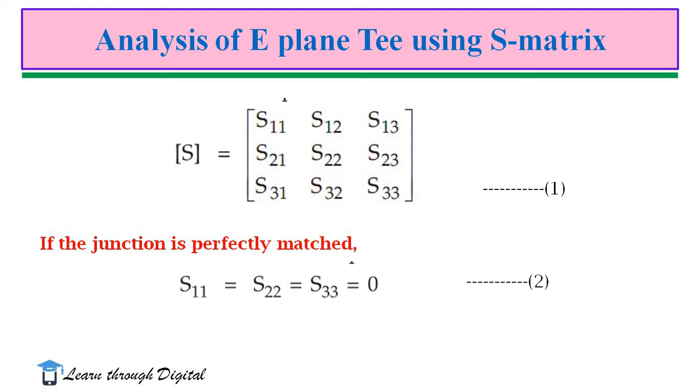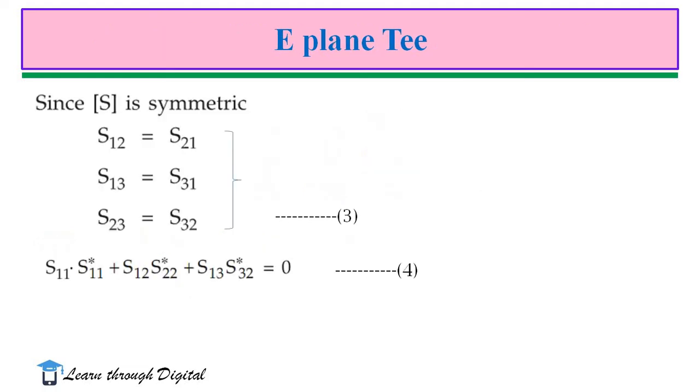Generally, how do we derive the scattering matrix for any microwave device? First, we consider the general scattering matrix. Then we apply the properties of the scattering matrix, and also we apply the characteristics of the device we consider. If the junction is perfectly matched, perfectly matched means there will be no reflections at the particular port. So therefore S11, S22, S33 will be 0. That means the diagonal elements in the matrix will be 0.